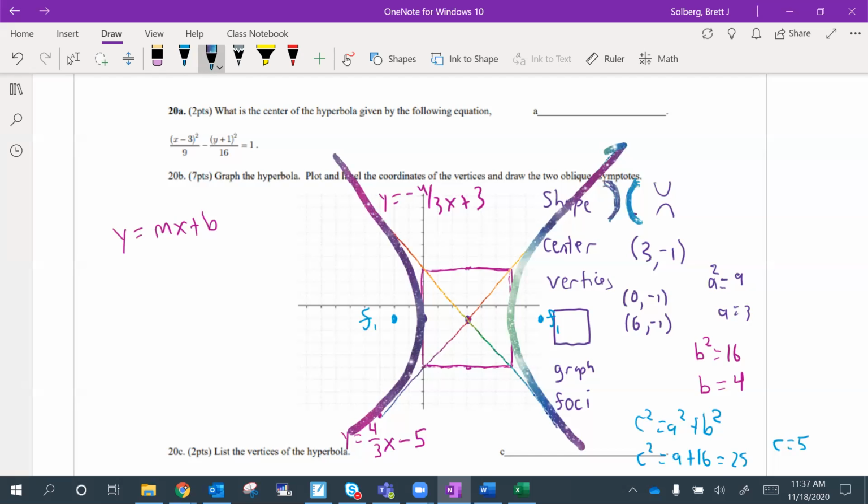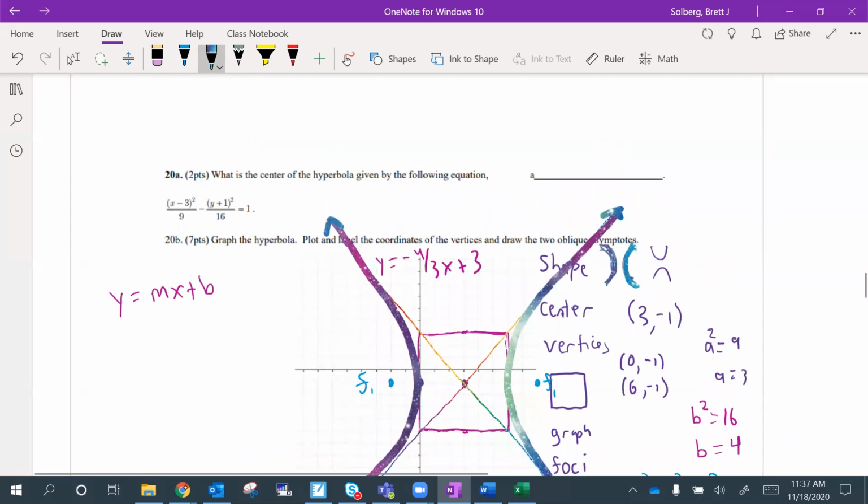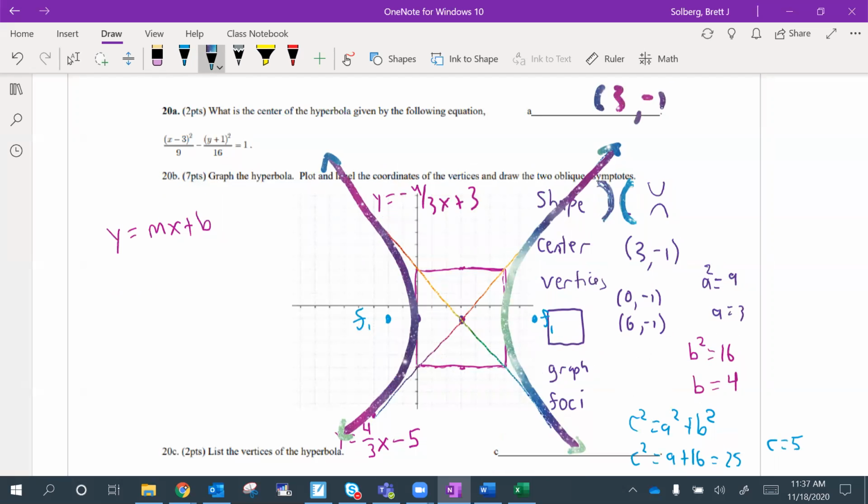Okay, so now going back here, what was the center? We already figured that out. That was 3, -1. Graph the hyperbola, plot and label the coordinates of the vertices, and draw the 2 oblique asymptotes. Didn't ask for the equation, but we got it.